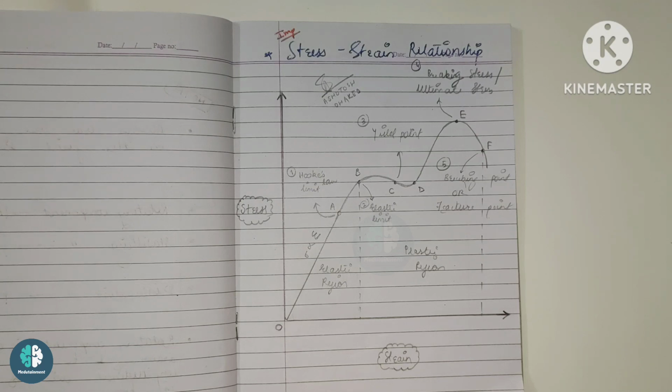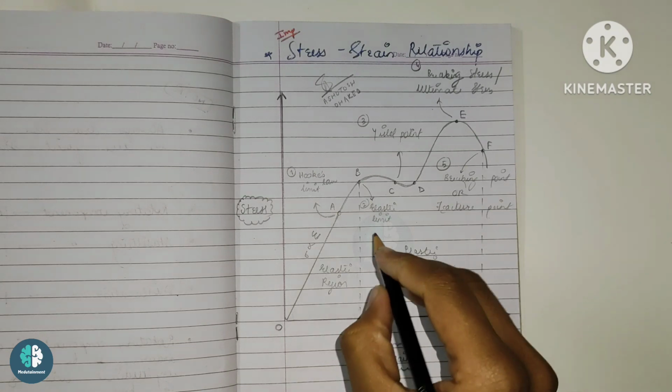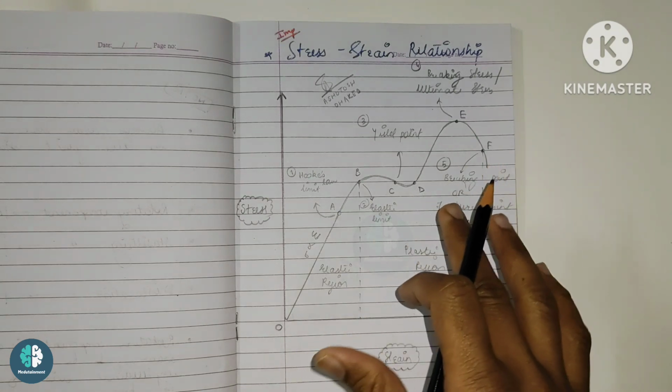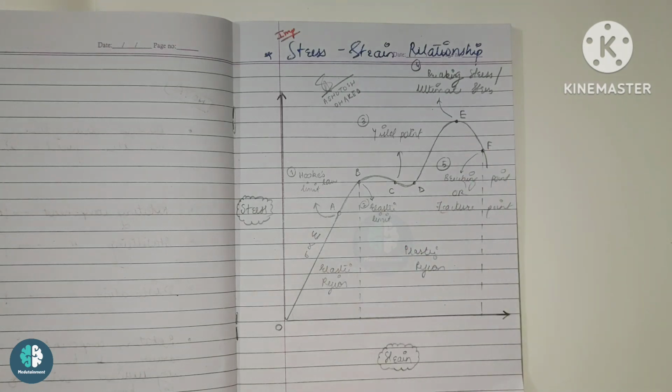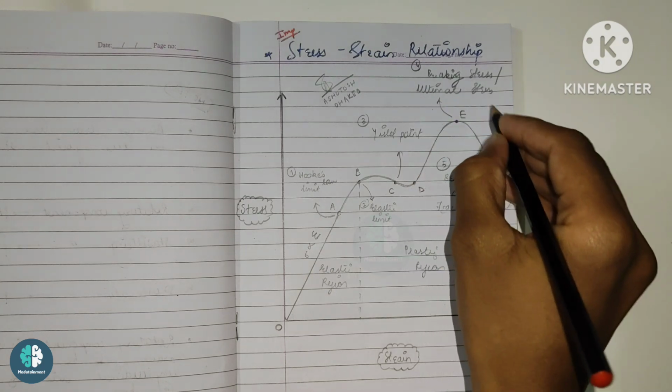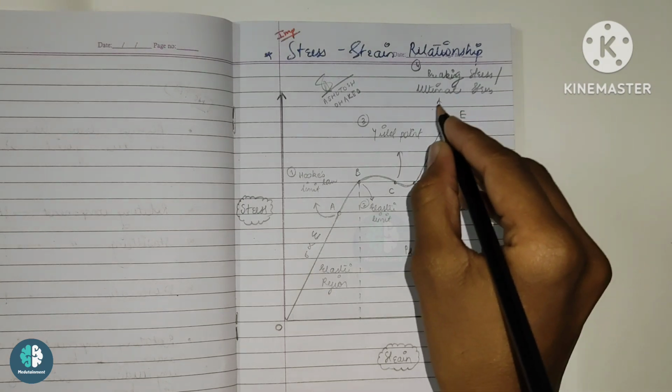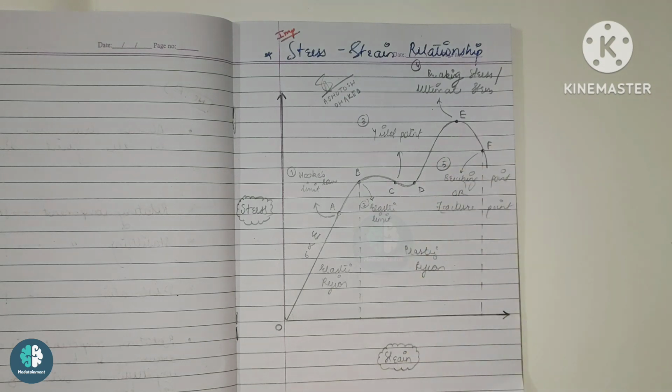decreasing. The material starts to thin, like for say a rubber band, if we stretch it more, it keeps on decreasing in diameter. So here is the same. We say the phenomenon of necking starts from D to E. We usually see thinning or necking of the material, and we reach a point which is known as breaking stress or ultimate stress.